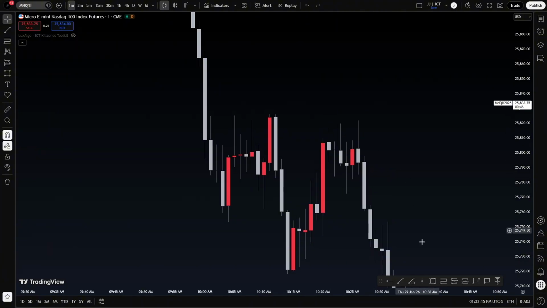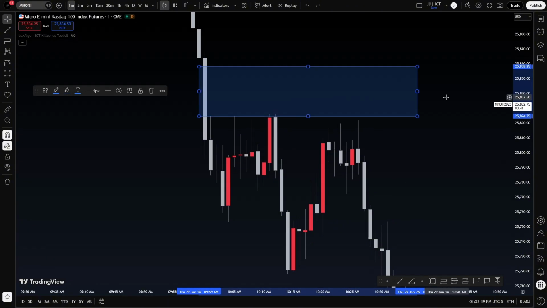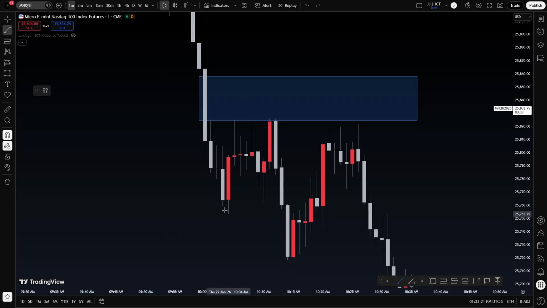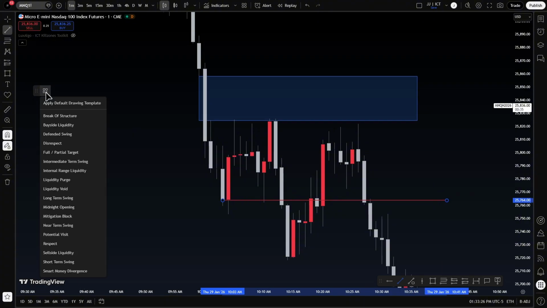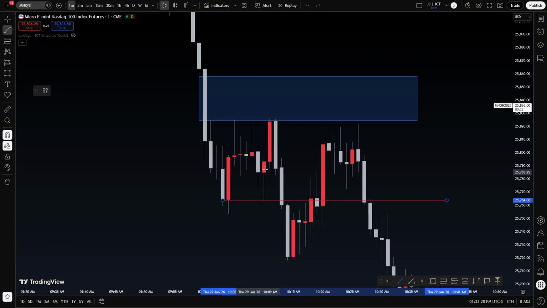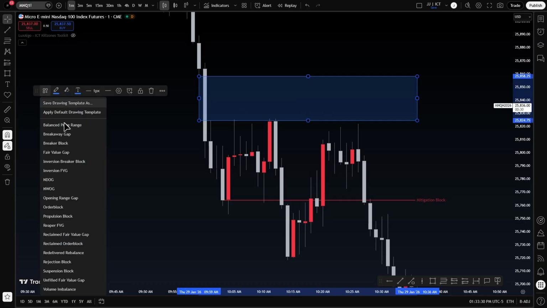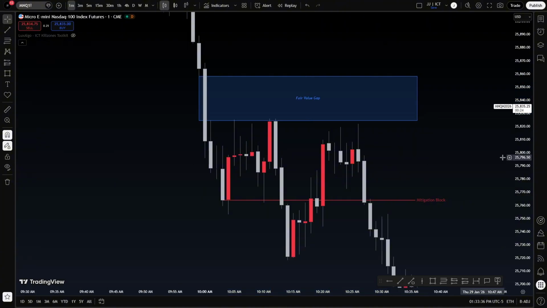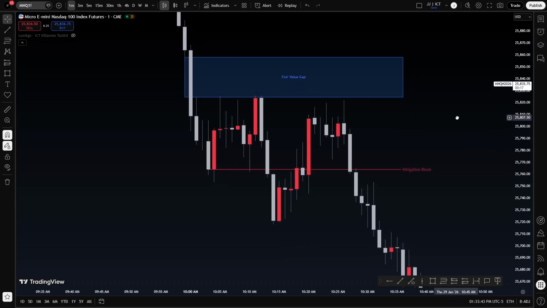So let's see here. You have a fair value gap right here. Okay. Fair value gap and a mitigation block right there. You're probably like, okay, well, what does this mean? Since price wants to go lower and we have a mitigation block below us and a fair value gap above us, which PDRA do you think it is going to go to, to continue going down? Which one do you think? If you said the mitigation block, you're correct. It's going to go to this one.